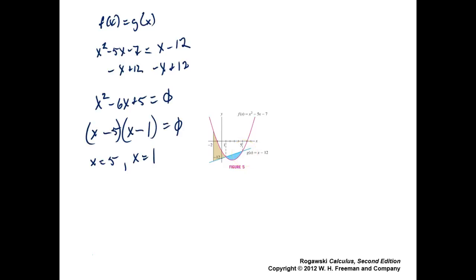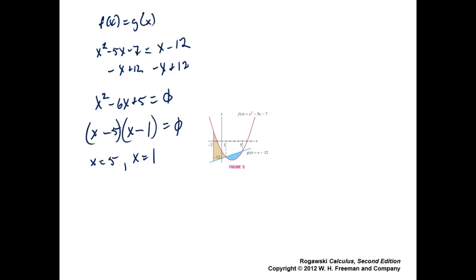Now, we've already done something here. Remember when we plugged in x equals 0, we knew that f is greater than g below 1. Let's put something to the right of 1, like maybe 2. Well, let's plug that in. 2 squared is 4, minus 10, that's negative 6, minus 7 is negative 13 for f, and g is negative 10. So sure enough, g is greater than f.